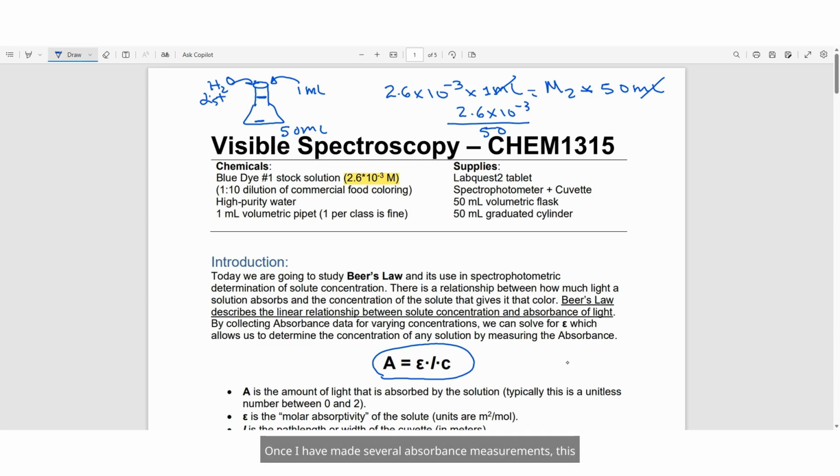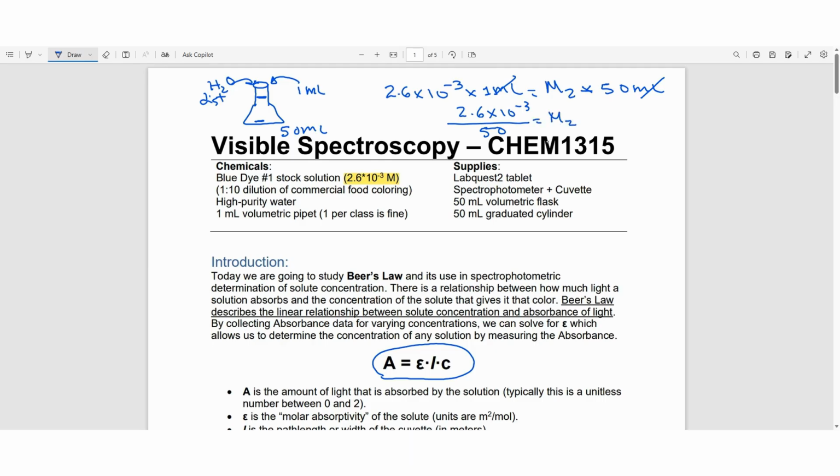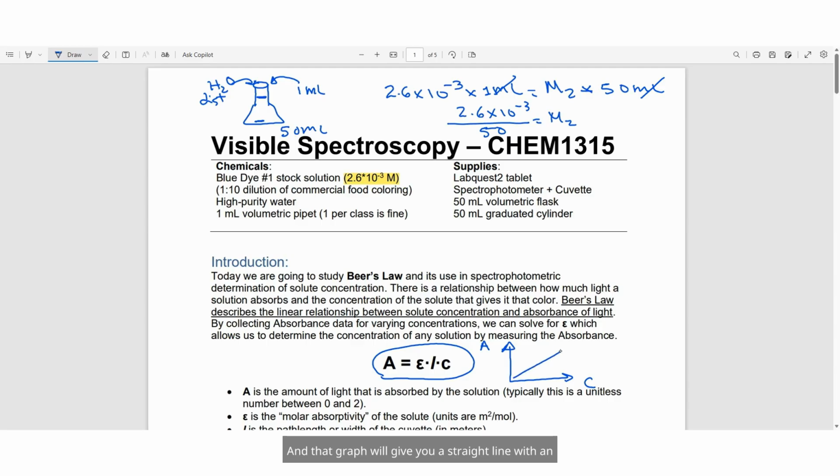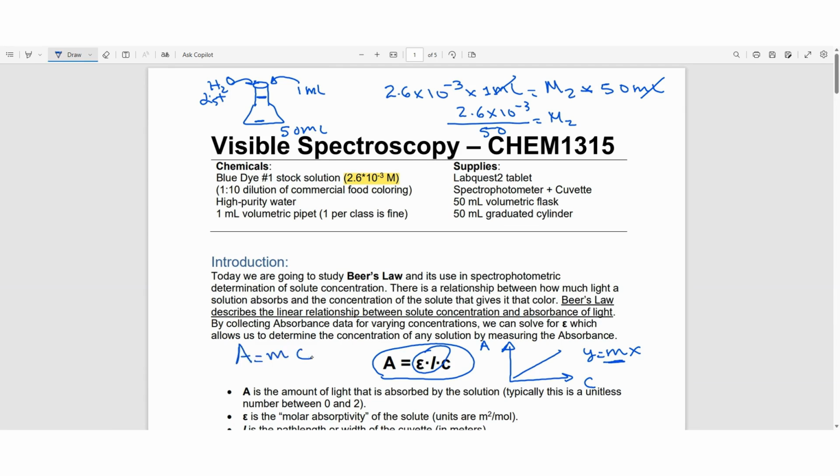Once I have made several absorbance measurements, this initial concentration that I had here will be diluted, with each step diluting it by half. You are going to make a graph where you will plot absorbance against concentration, and that graph will give you a straight line with an equation of y equals mx. The slope is exactly this term here. Once you calculate the slope, I could rewrite it as mc.